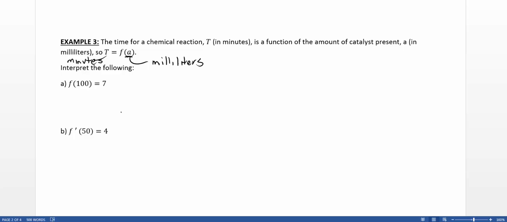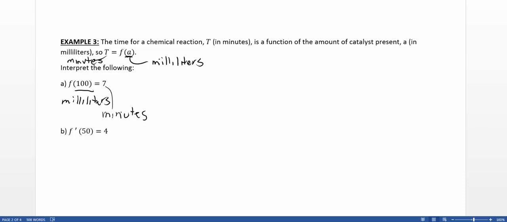F of 100 equals 7 means here that the 100 is actually in milliliters, which may not be what you had initially thought. But remember that my independent variable A is what I'm plugging in. So I'm talking about what happens when I have 100 milliliters. Now 7 is going to be my time, and 7 is going to be in minutes. Notice here I'm not talking about the derivative. I'm just talking about F of 100 equals 7. So I'm talking about the time for the chemical reaction when 100 milliliters are present. So the time for the reaction is going to be 7 minutes.